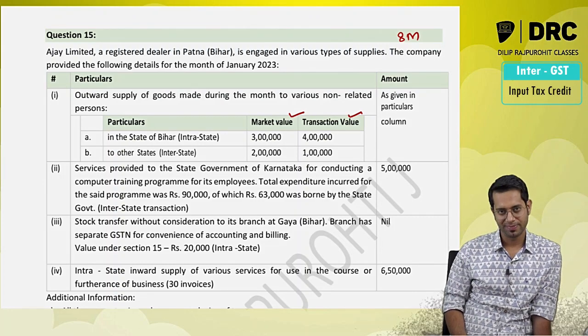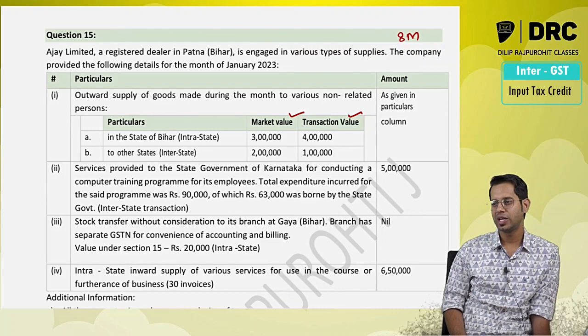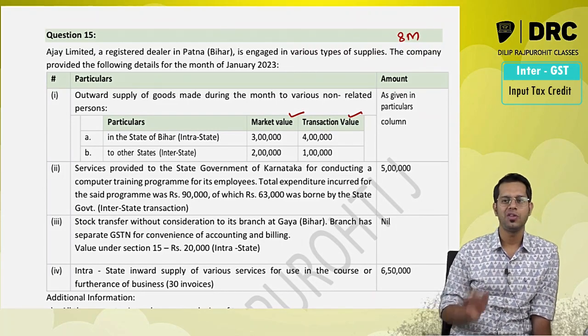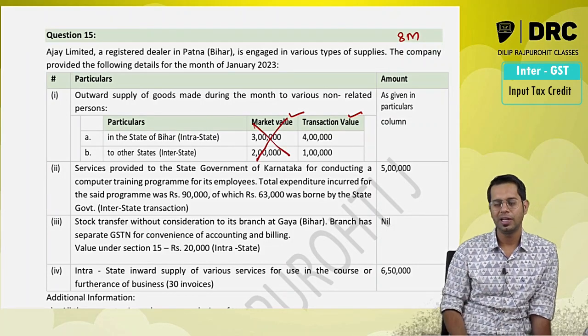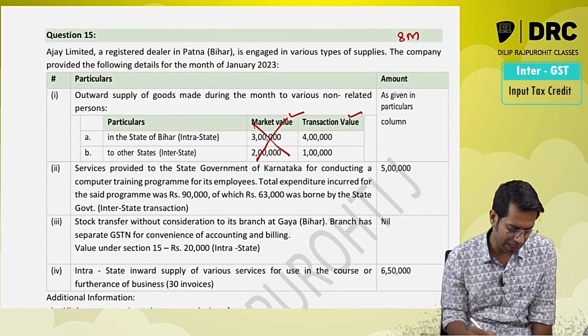What should you take? Should I take market value or transaction value, or should I take whichever is higher? Compare both of them, whichever is higher. Now what is value of supply? Value of supply is transaction value. So market value, even though they have given that information, is useless for us. I will take transaction value, and on this I have to compute the tax.